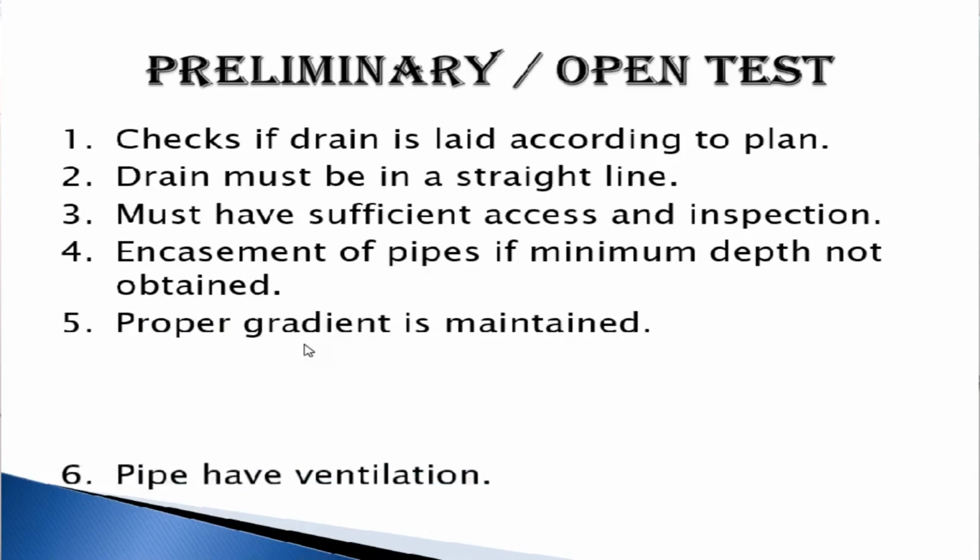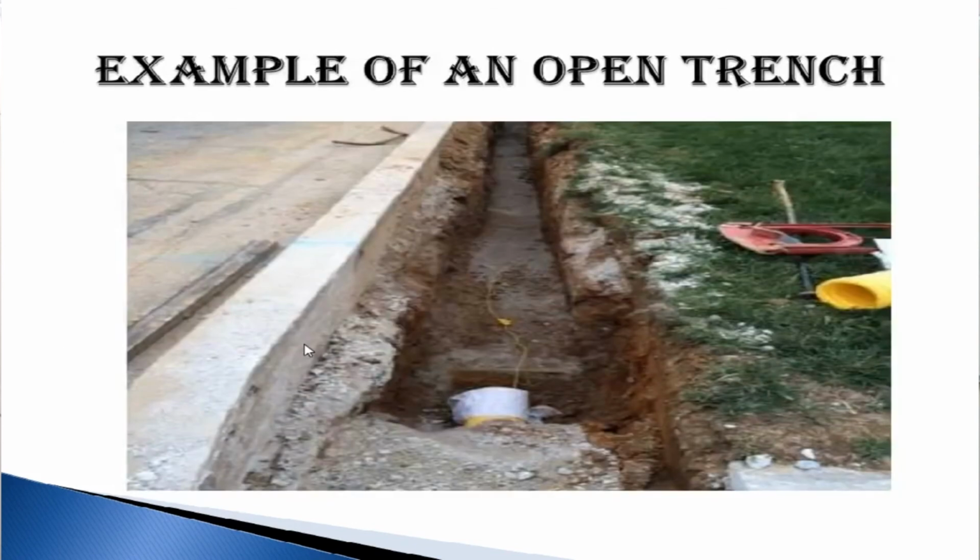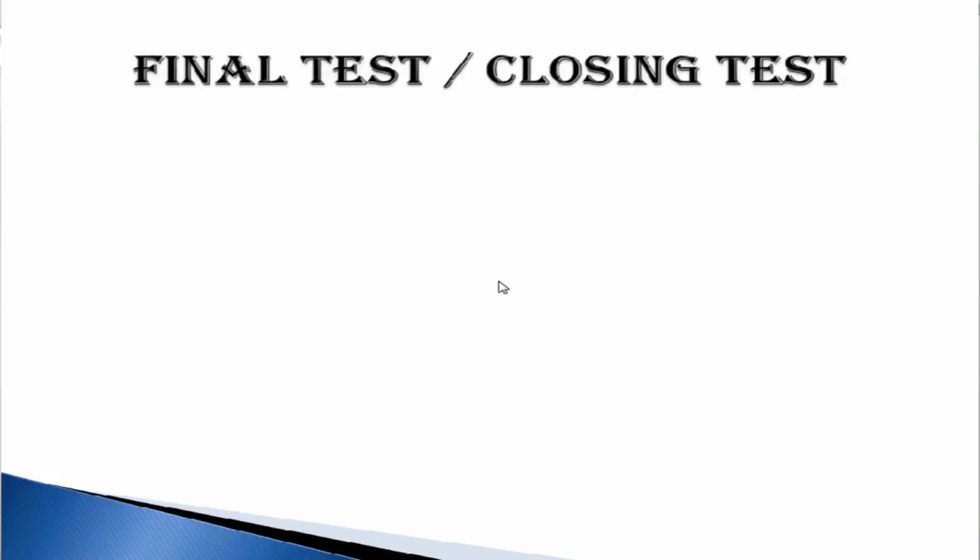You have the proper gradient or the fall. Your pipes have ventilation. In front of us, we can see an example of an open trench where the inspector will come and check for straightness of the trench, gradient of the trench, and that everything falls under specifications. Then he does what is called the final test or the closing test.